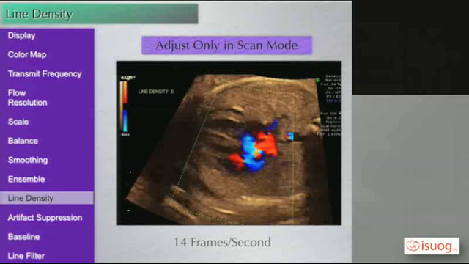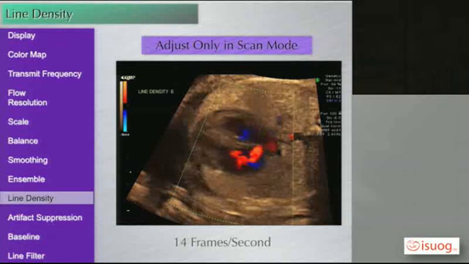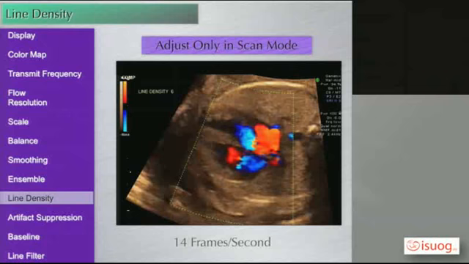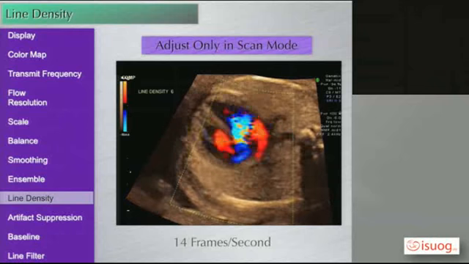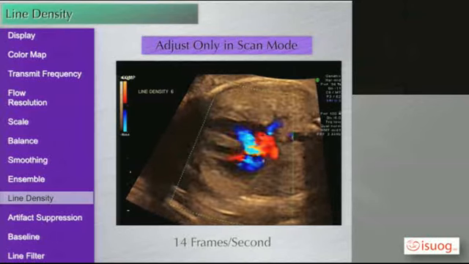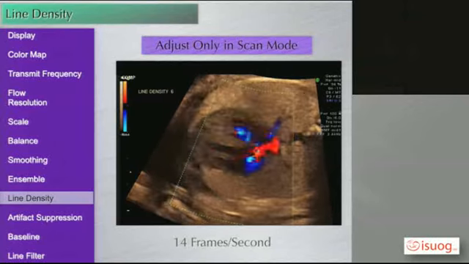In this example, the line density has been increased to 6. The frame rate has dropped to 14. However, the color Doppler contains more color pixels, resulting in better discrimination between the blood pool and the walls and septa of the heart.